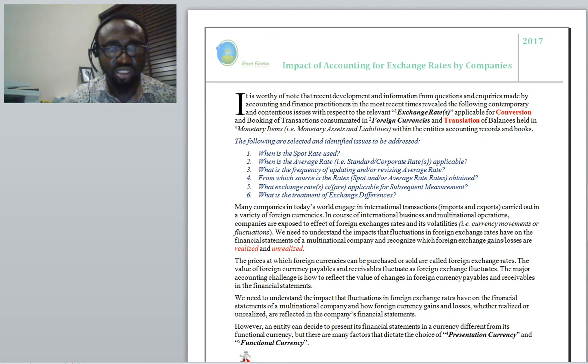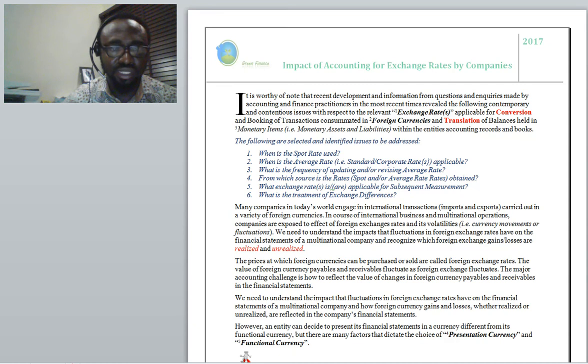Today, I'll be talking to you on the impact of accounting for foreign exchange volatilities in companies' financial statements. This is brought to you courtesy of Green Finance Concepts. And all we'll be discussing today is fashioned out of the experience we have and also on the basis of the requirement of IAS 21.